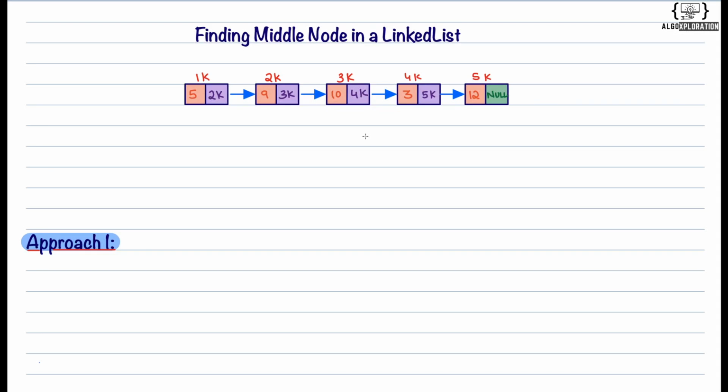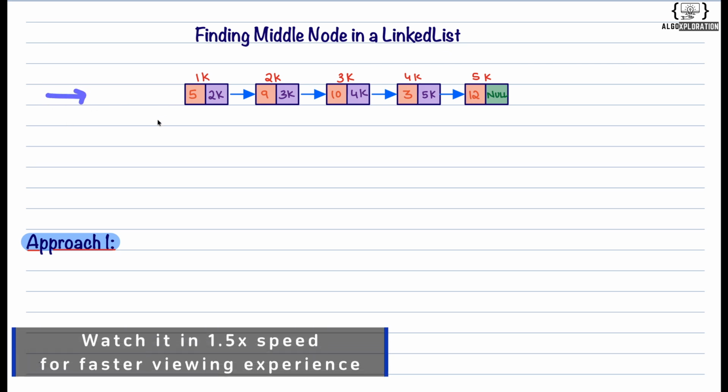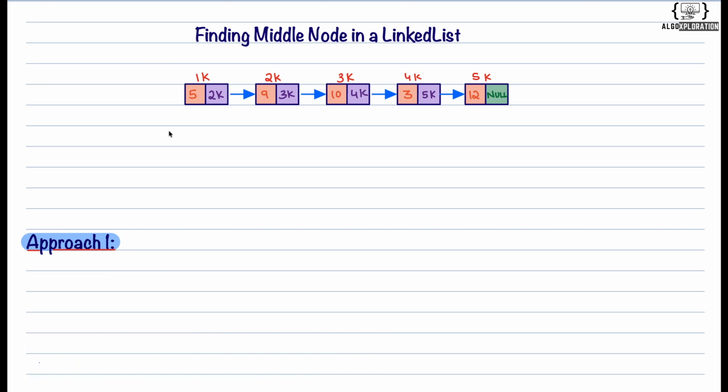So hi, in today's lecture, we are going to find a middle node in the linked list. They will be giving us a linked list by passing the head, and we need to return the middle node. In a sense, we need to return the address of that middle node. If we take a look at this linked list, the length is 5, so obviously the middle element will be this.